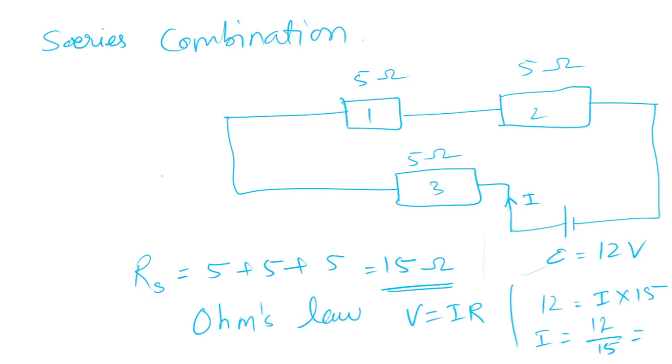So I is equal to 12 by 15. Now, what is the value of 12 by 15? I need to calculate with the help of my calculator. So I'm using mobile. Just one second. 12 divided by 15 will give me 0.8. So the current in the circuit is 0.8 ampere. What is the unit of current? Ampere. So let me create another page.